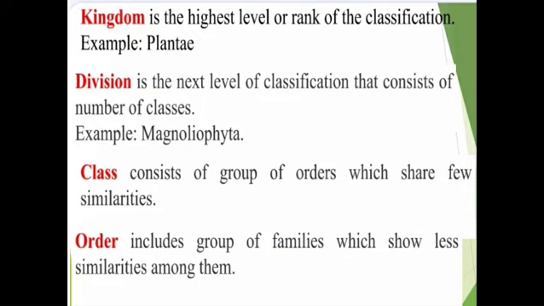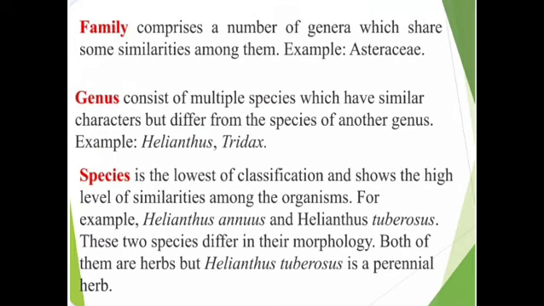Kingdom is the highest level or rank of the classification. Example, Plantae. Division is the next level of classification that consists of number of classes. Example, Magnoliophyta. Class consists of group of orders which share few similarities. Order includes group of families which show less similarities among them. Family comprises a number of genera which share some similarities among them.